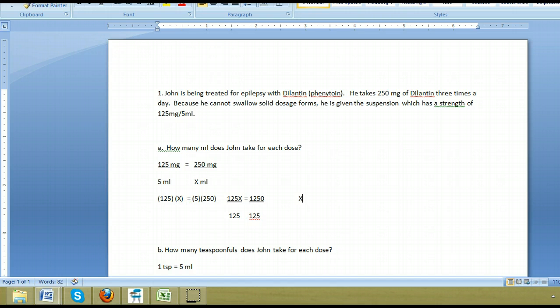And when you do that, you're going to have x equals, and then you got to divide the 1250 by 125. So 1250 divided by 125 equals 10. And then we put our mils. X equals 10 mils. So we're going to give John 10 mils of the suspension.